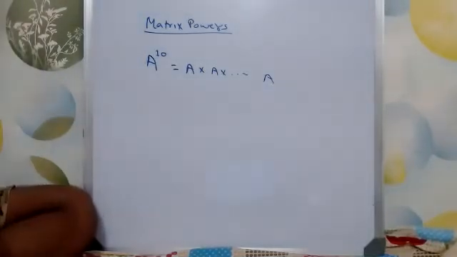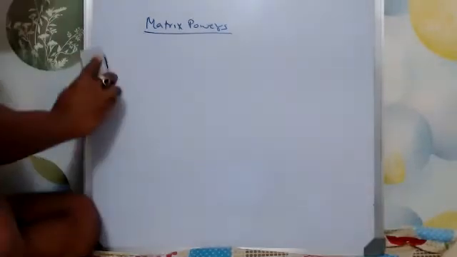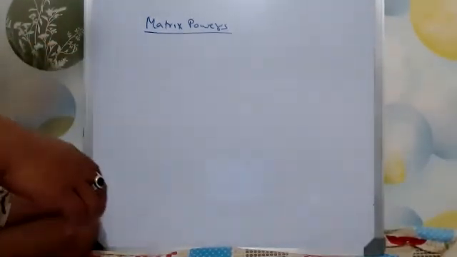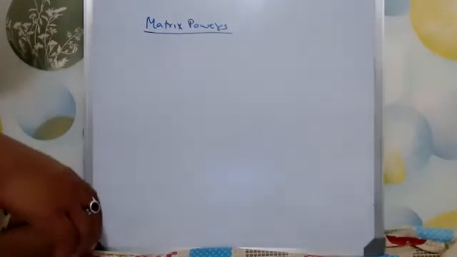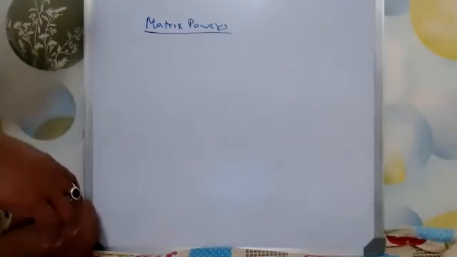Multiplying A 10 times is really boring and time taking, and it is a time taking operation even for a computer, because matrix multiplication is not simple. It requires a lot of steps, right? So A to the power 10 is really boring. Is there any quicker way we can do it?